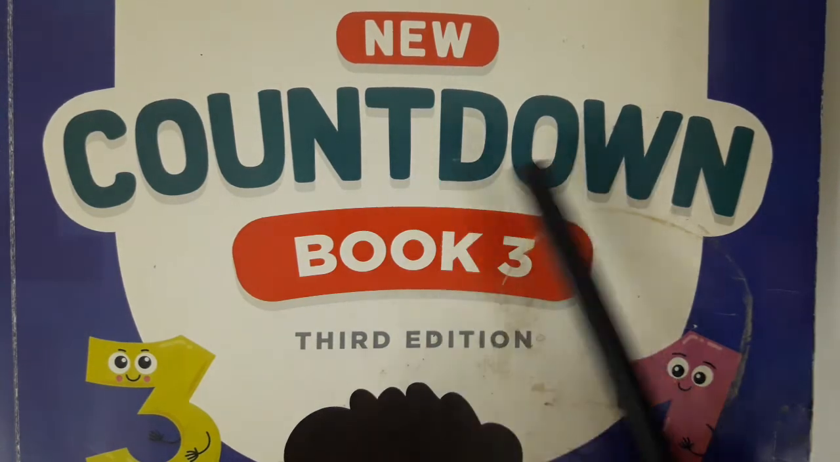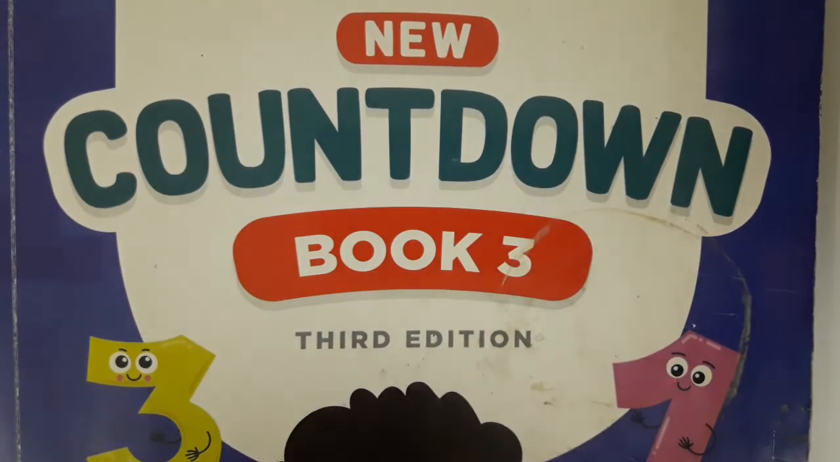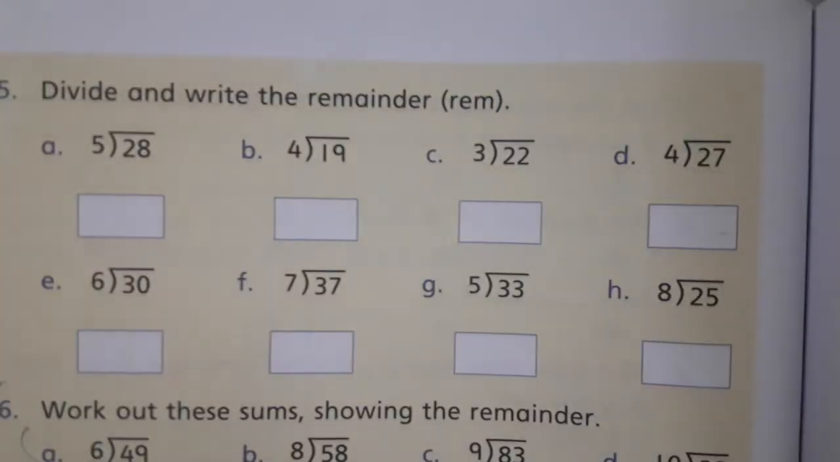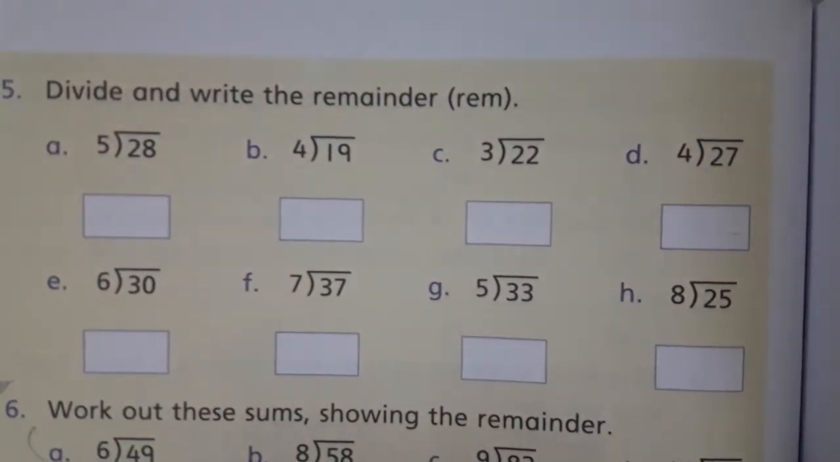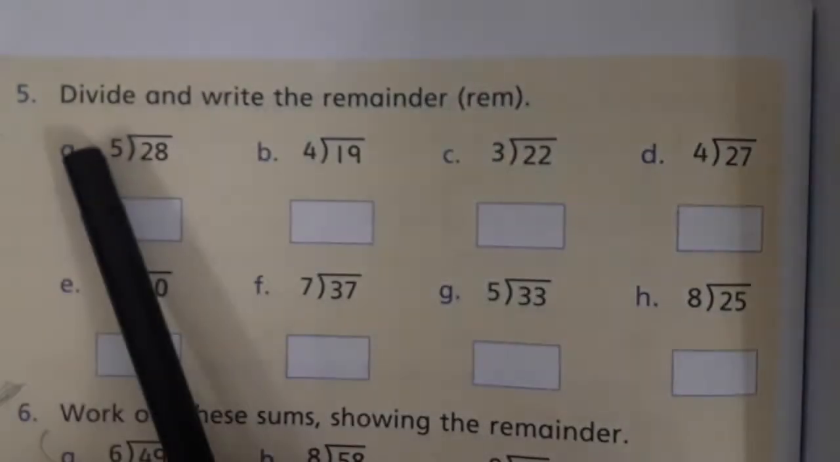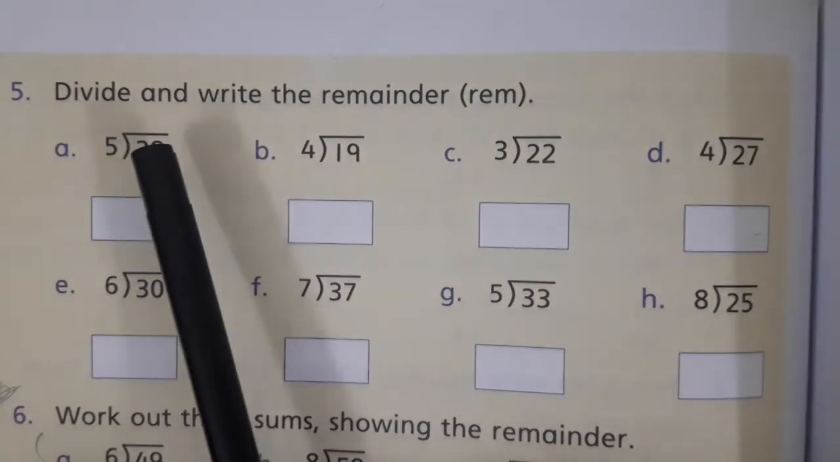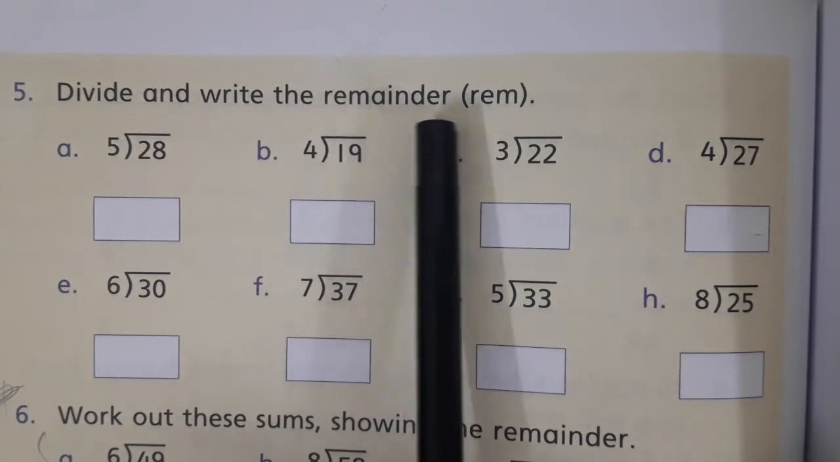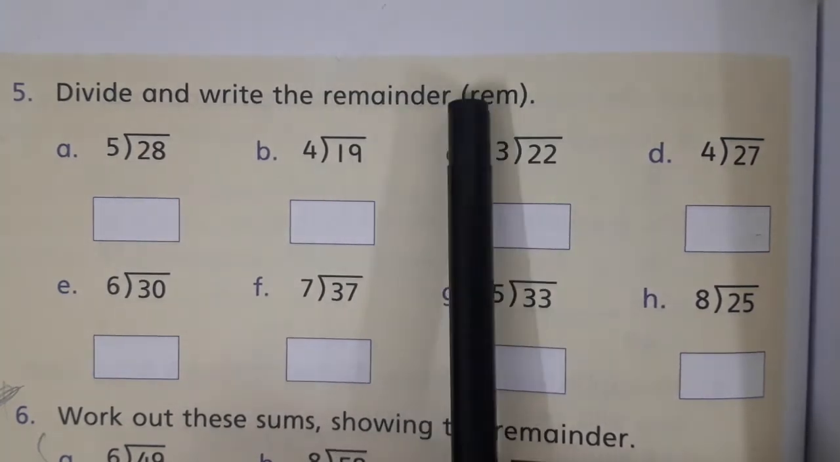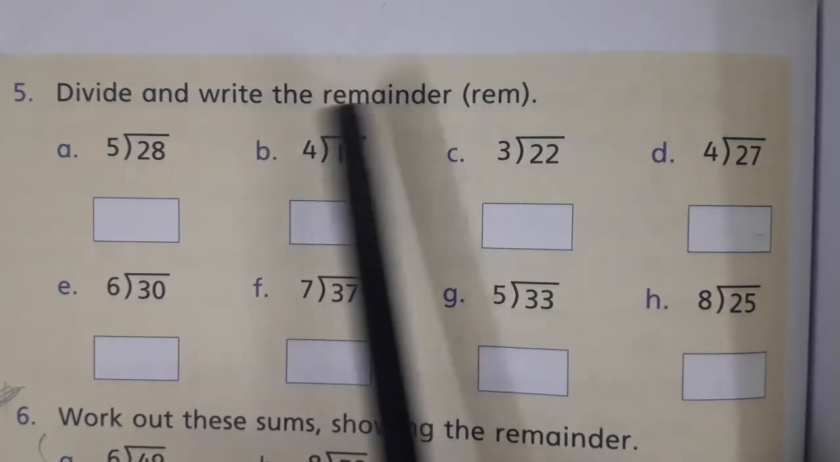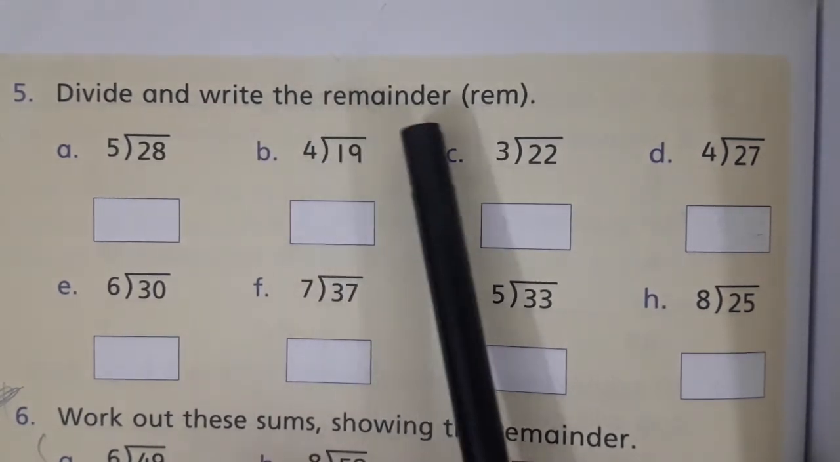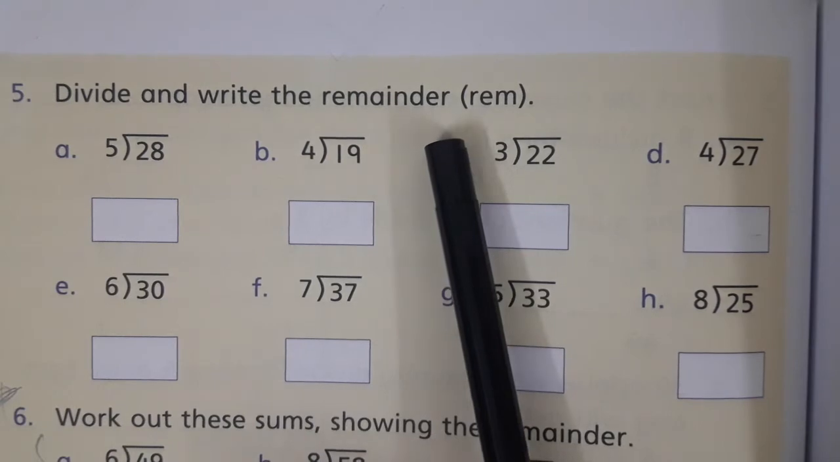Students, take out your Countdown Book 3. Today we will complete question number 5. Divide and write the remainder. The short form of remainder is REM. So divide and write the remainder. Question number 5 of book page number 94.